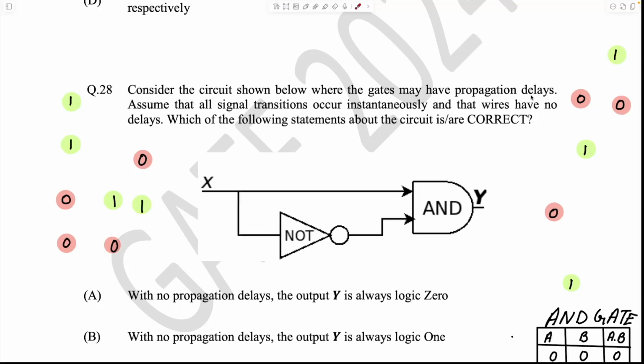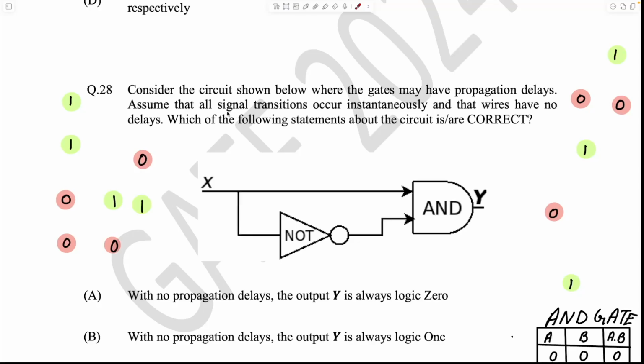Propagation delay is a concept in digital logic which means that a change in the input of a gate would result in a change in output after a measurable amount of time has passed, right? So the change in input will lead to a corresponding change in output, but there would be a time delay between them. That is what we call propagation delay inside of gates. Now that is given for the question, that there may be a propagation delay.